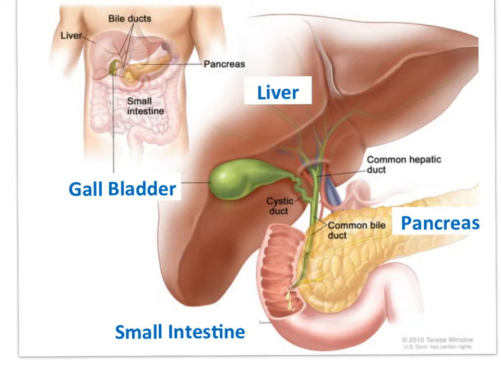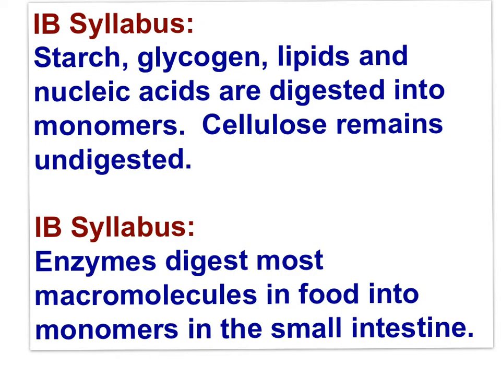Amylases, lipases, and endopeptidases flow from the ducts in the pancreas into the small intestine for the digestion of macromolecules. You've seen these IB syllabus statements before. They're here just to remind you of their presence. Starch, glycogen, lipids, and nucleic acids are digested into monomers. Cellulose remains undigested. Enzymes digest most macromolecules in food into monomers in the small intestine.